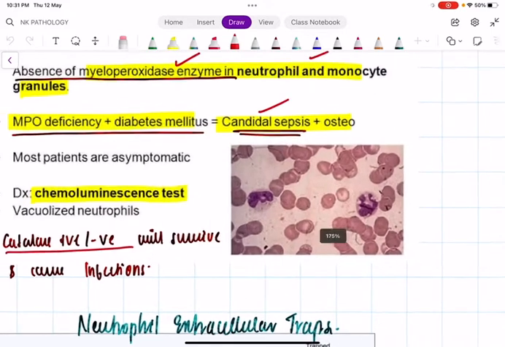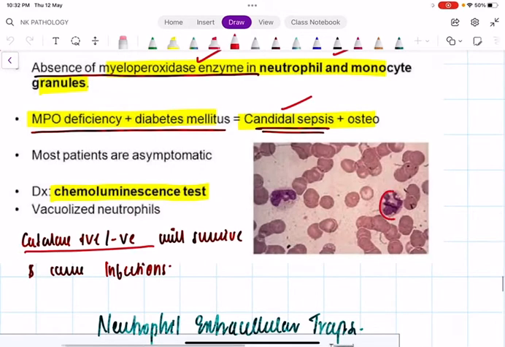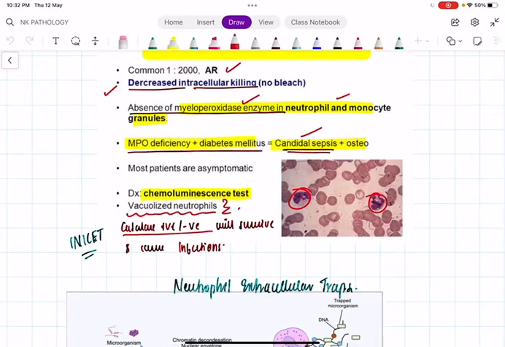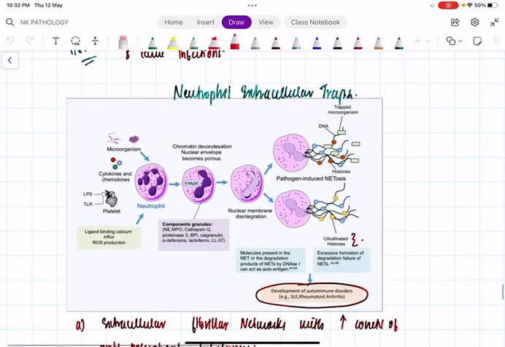And what can you see characteristically in the smear? As you can observe here, they are vacuolized neutrophils. You see giant granules in neutrophils in chronic granulomatous disease, but here you can see vacuolized neutrophils. Remember candidal sepsis.